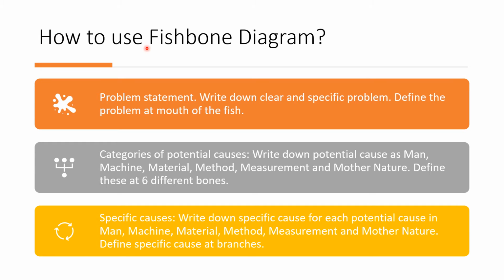Now here we will discuss how to use the fishbone diagram, right? The first one is the problem statement. As we discussed, we need to write down a clear and specific problem. So we need to define the problem at the mouth of the fish, right? Next is the category of potential causes. So we need to write down the potential causes as man, machine, material, method, measurement and mother nature. We need to define these at 6 different bones, right? Next are specific causes. We need to write down the specific cause for each potential cause in man, machine, material, method, measurement and mother nature. We need to define the specific causes at the branches, right?